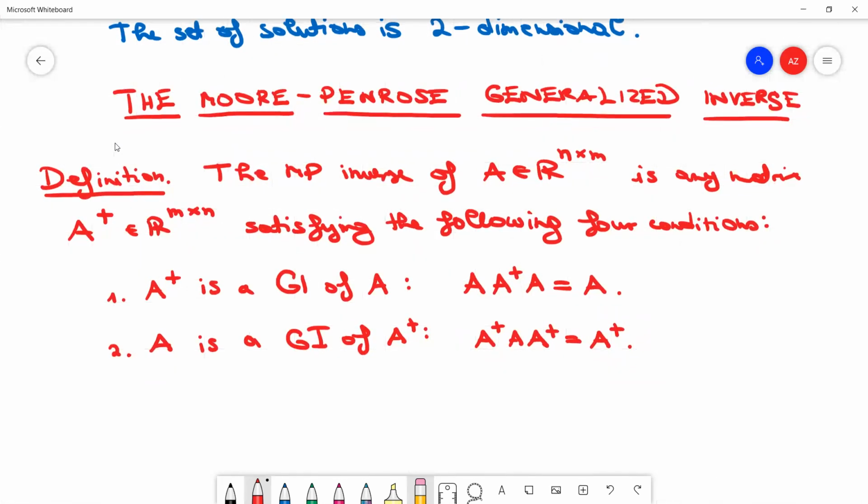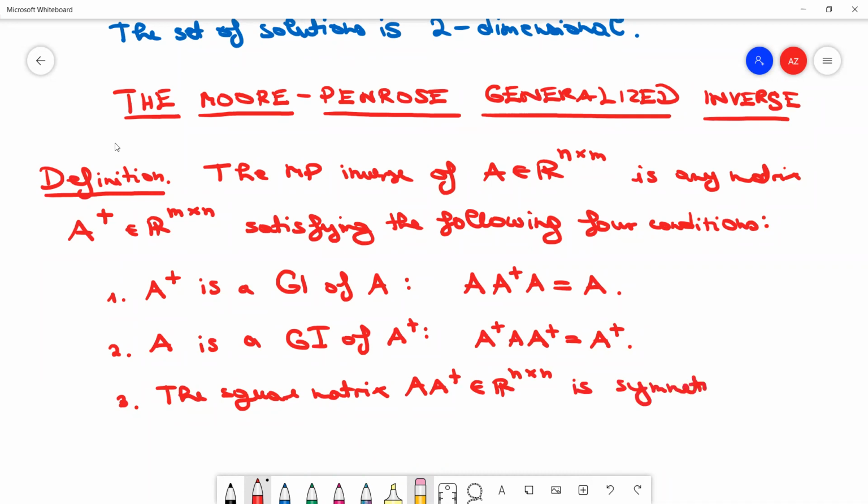And then the other two conditions are more technical. They don't look obvious from 1 and 2. So the square matrix A A plus, this is an n times n matrix, is symmetric. This means that if we transpose this matrix, then nothing happens. So it remains the same.